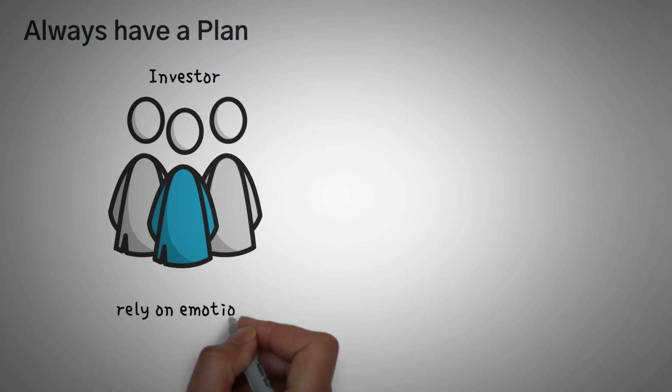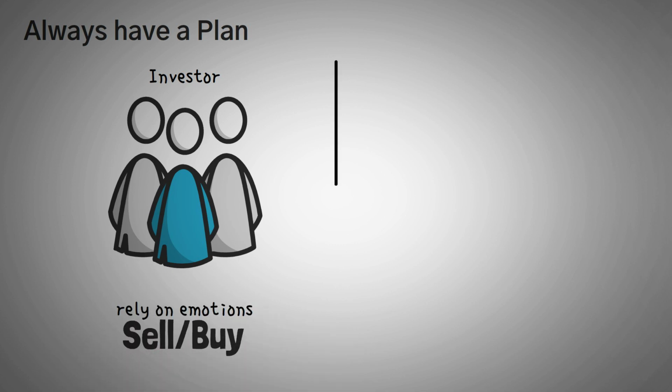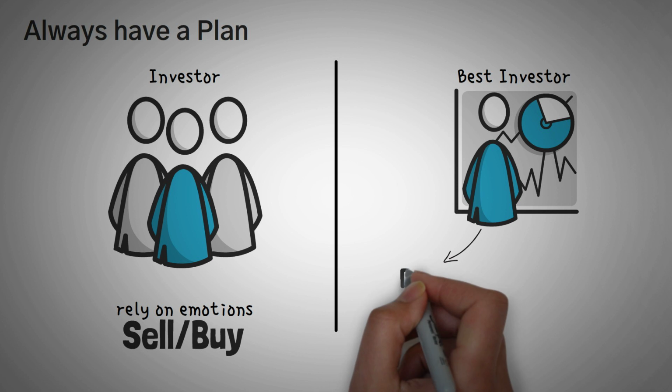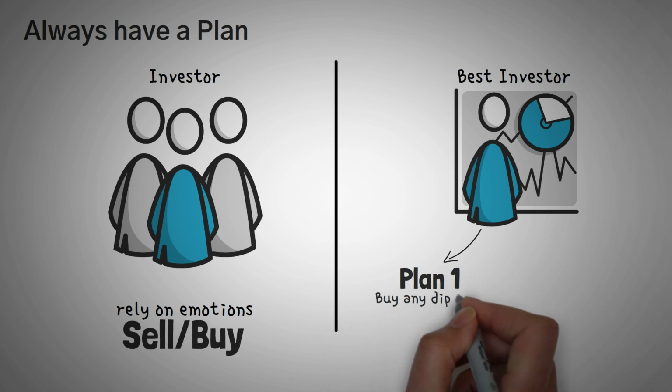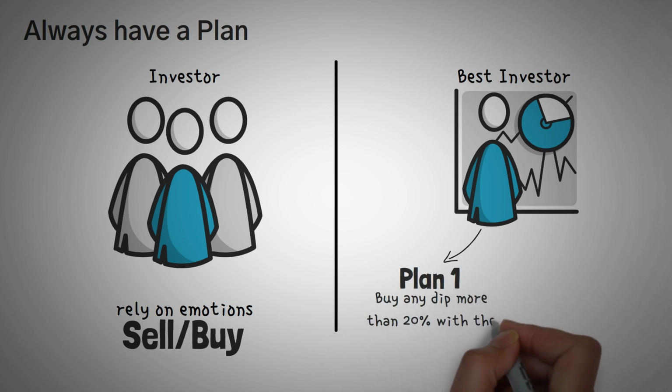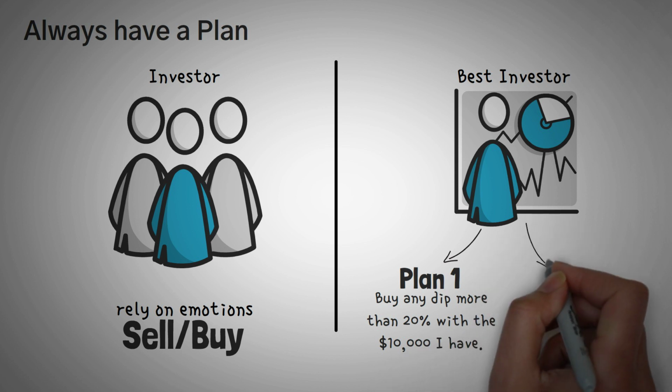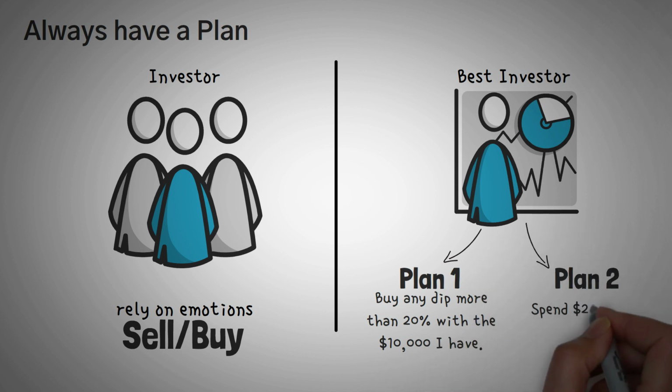Many investors rely on their emotions at the time that they either buy or sell, but in reality, the best investors have plans. Maybe something like, I'm going to buy any dip that's more than 20% with the $10,000 that I've saved up. Or something like, I'm going to spend $20 a month on this coin no matter what the price is. Both of these methods have been effective for a ton of investors.